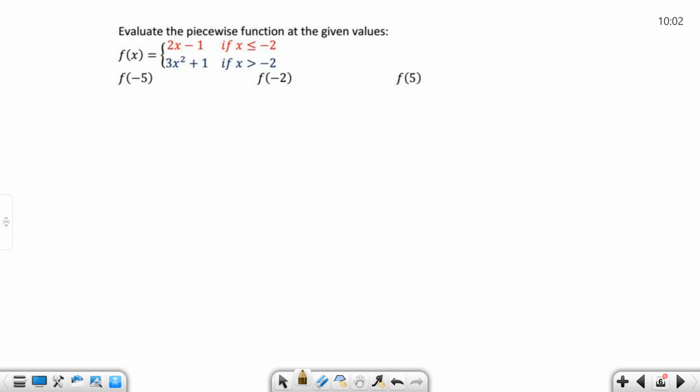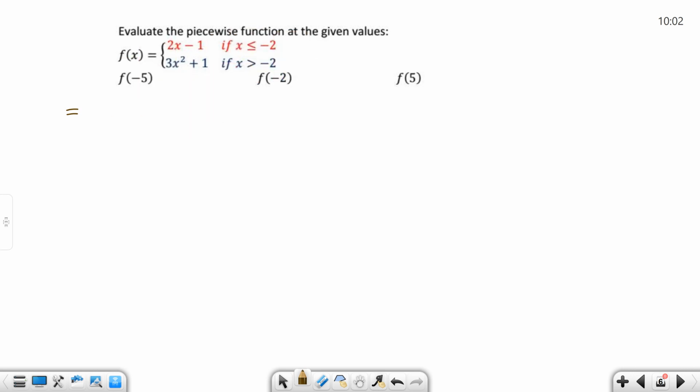So how do I evaluate f of -5? Well, I've got to plug -5 in for x, but do I do it here or here? That's the question. Well, where is -5? Is -5 greater than -2? Nope. -5 is less than -2, so we use the one in red, the one at the top. You have to figure out where this value is. This is in here, so use this one.